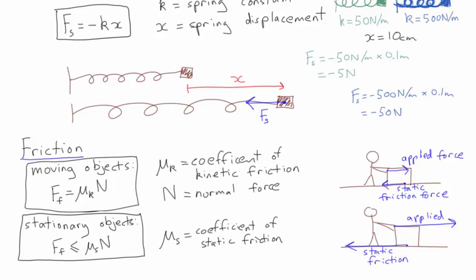You can see in this case for a stationary object, the frictional force varies depending on what the applied force is. But the static friction is always less than mu s n. Once the applied force is greater than mu s n, the object will accelerate, and the frictional force will be given by the equation for moving objects.